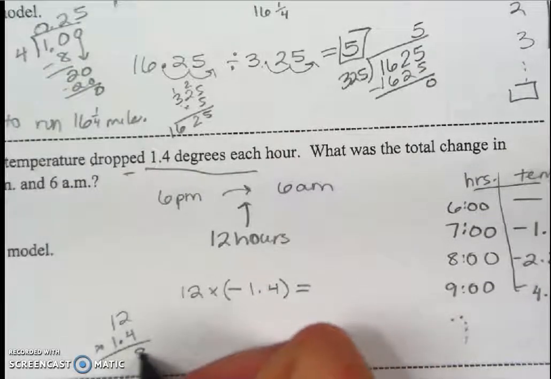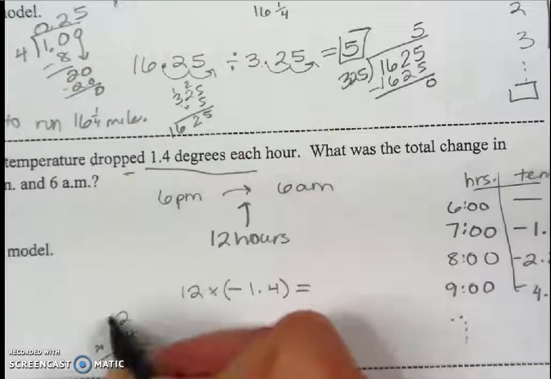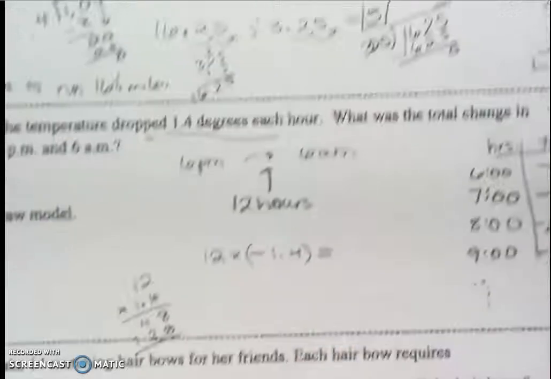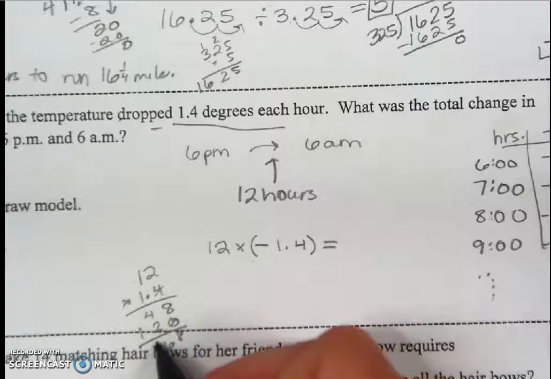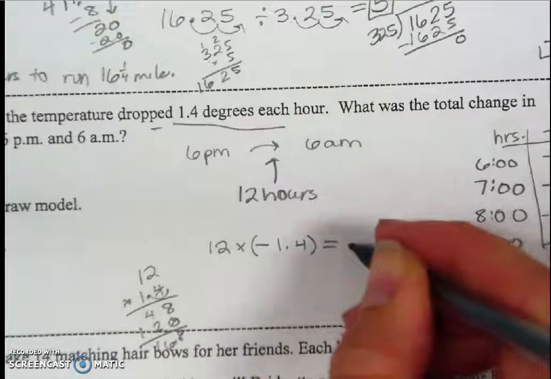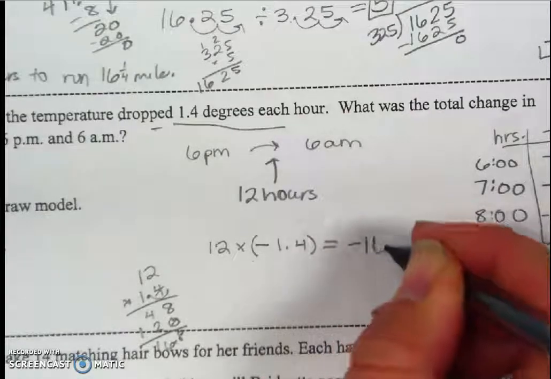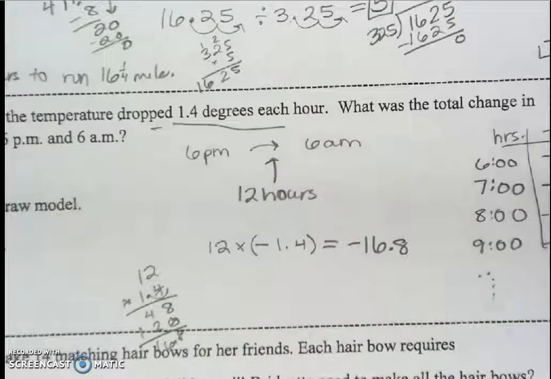4 times 2 is 8. 4 times 1 is 4. We need a placeholder. 1 times 2 is 2. 1 times 1 is 1. Add those up. We get an 8 and a 6 and a 1 and 1. So that's going to give me negative 16.8 altogether that it's dropping.